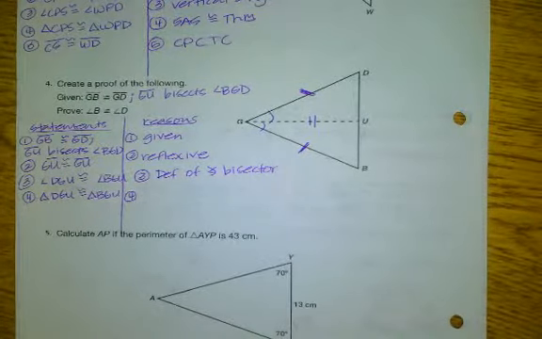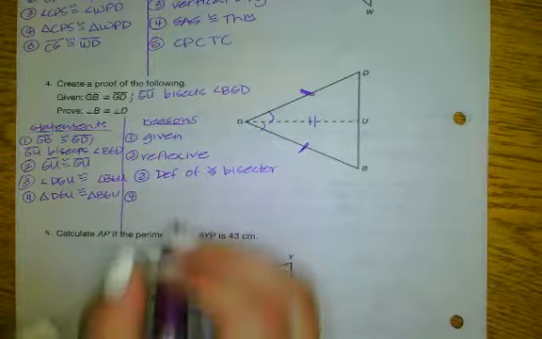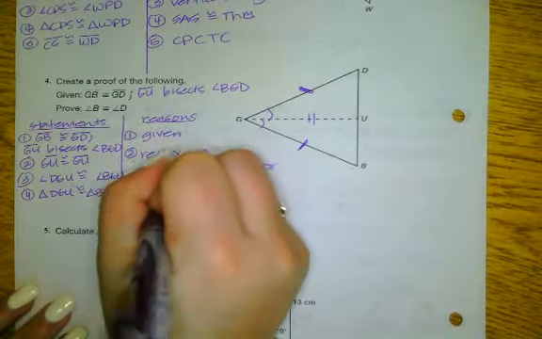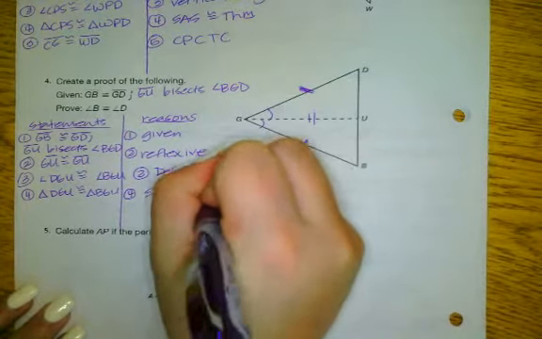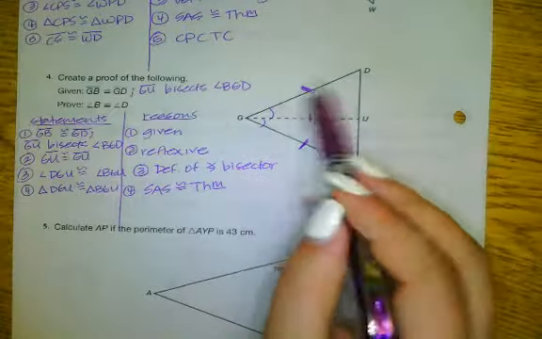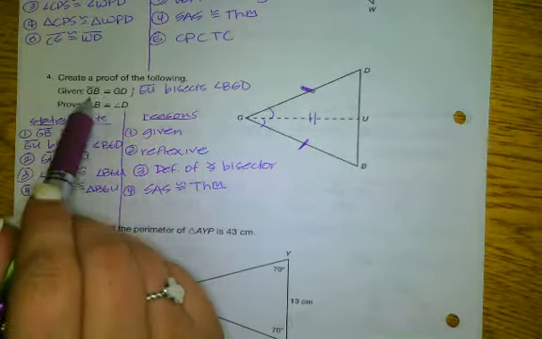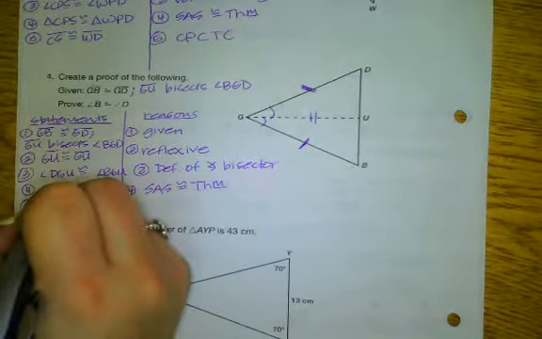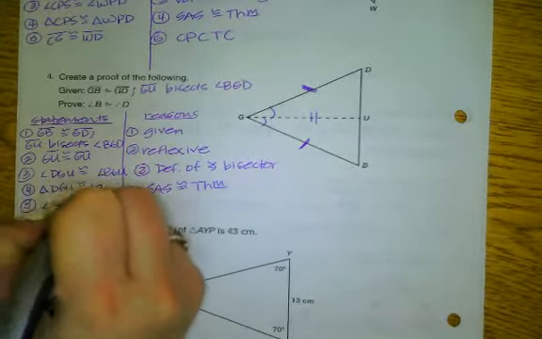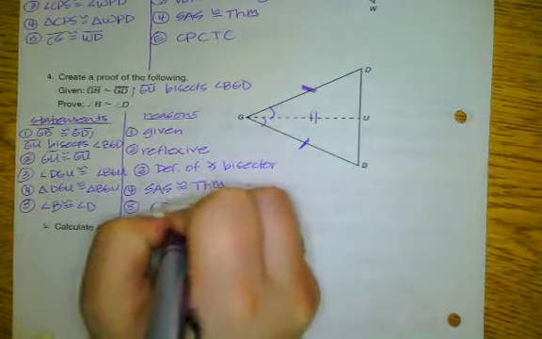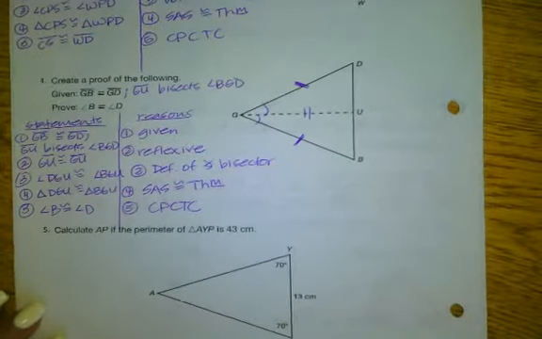Okay. And that was because of what? Side angle side. And you got the outside side thing because of this? Yeah, because that's what it gave us. Okay, and then step 5 would be what? B is congruent to D because of CPCTC. Very good. Any questions on those two proofs?